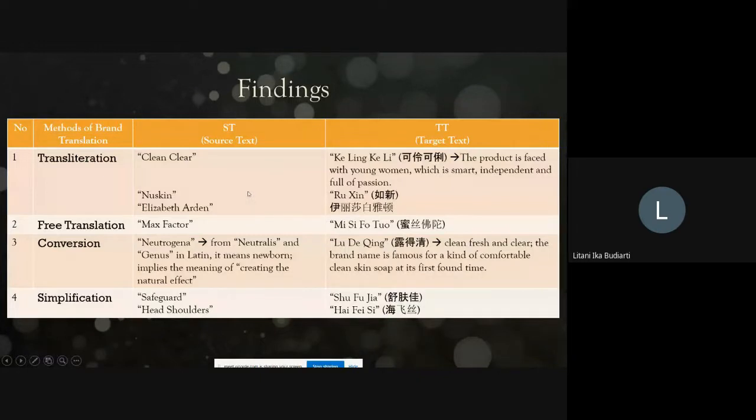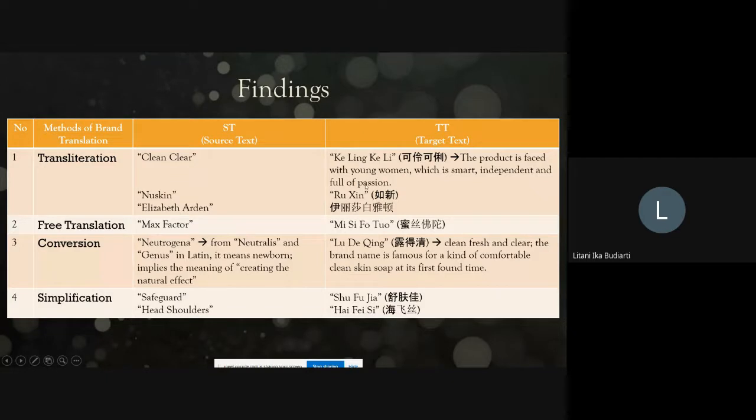We have the transliteration method. Clean, clear from the source text becomes clean in the target text. And this is actually in line with the product purpose because it is aimed at young women who are smart, independent, and full of passion. So if you actually speak Chinese, the pronunciation sounds a little bit similar.